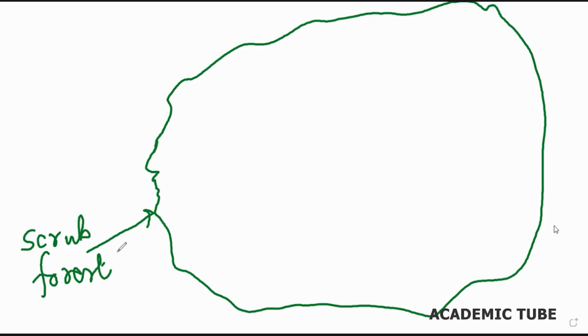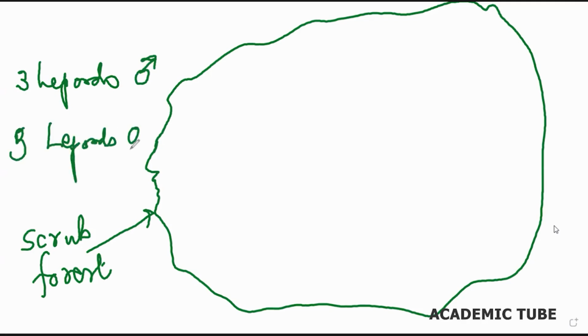Right? The plants are not that tall, the trees are not that tall, and they are scattered here and there. There are short trees as well as large trees. Mostly there are grasses, etc. in the scrub forest. Now the leopards live in the scrub forests. Consider in this huge scrub forest area, there are 3 male leopards, and there are 5 female leopards.